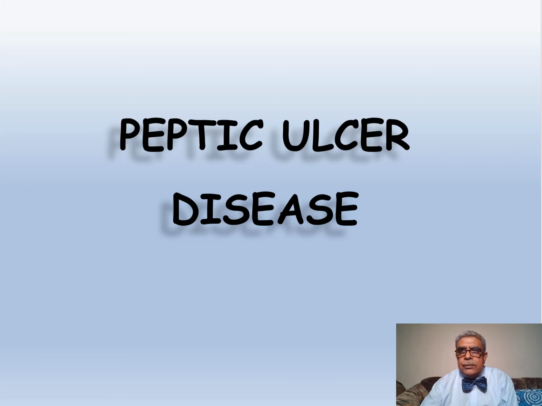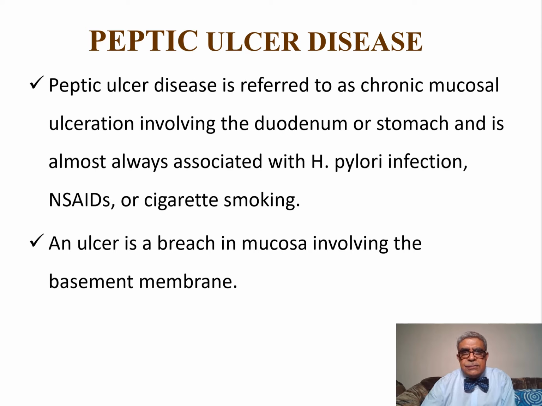Now we are going to discuss peptic ulcer disease. Peptic ulcer disease, as we know, is referred to as chronic mucosal ulceration involving the duodenum or stomach and is almost always associated with H. pylori infection, non-steroidal anti-inflammatory drugs, or cigarette smoking.